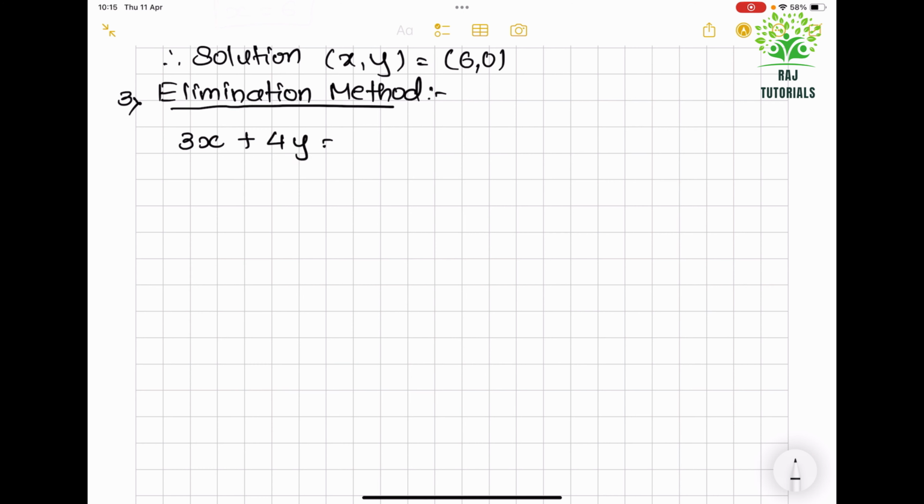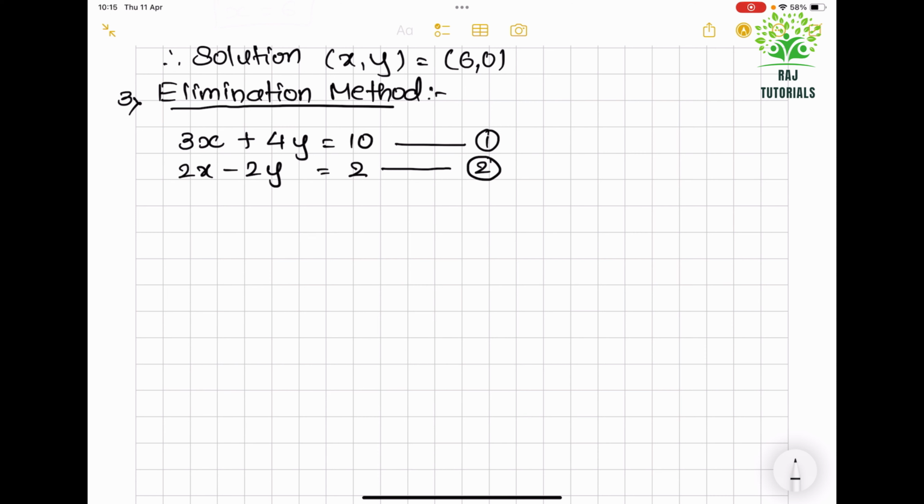3x plus 4y equal to 10. This is the first equation. 2x minus 2y equal to 2. That is the second equation. I have taken some other equations so that you don't feel I have solved the same equations. Now see, the first method says I remove x always. So for doing that, I will need to make x equal in both the equations.